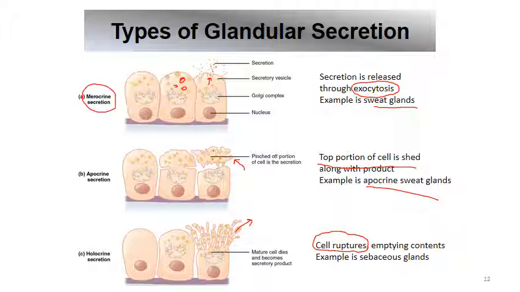Okay, so for now, just know the definitions. What is merocrine? That uses exocytosis. Apocrine, top part is shed. Holocrine, the entire cell ruptures.